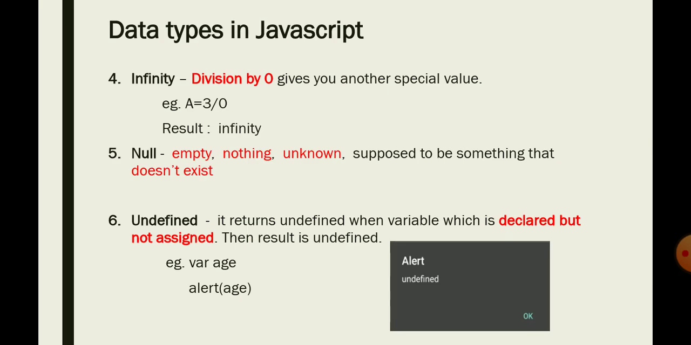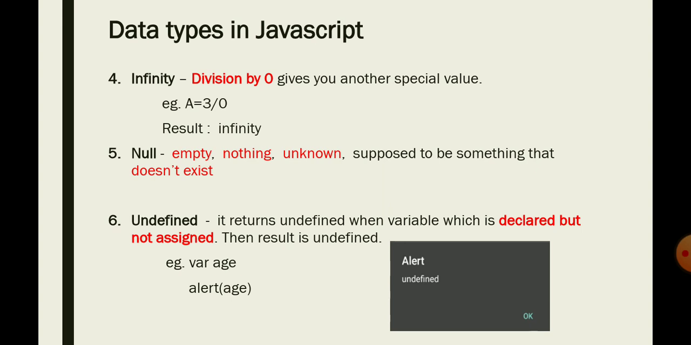Next, infinity data type. If you try to divide a number by 0, then it returns a special value, that is infinity. Then null, if something does not exist, then it returns null. And last is undefined. If you declare a variable but do not assign a value to it, and you try to display it, then the result is undefined.